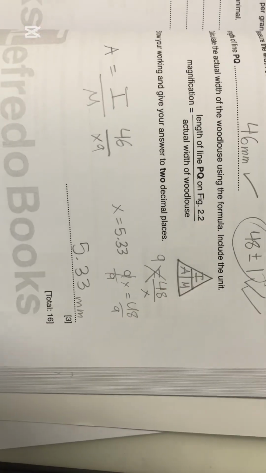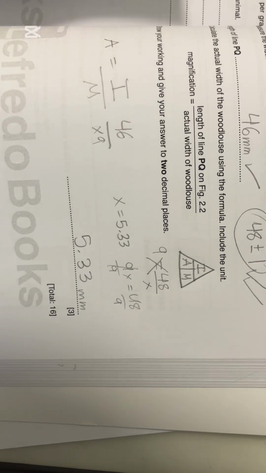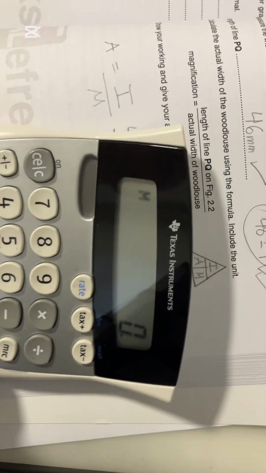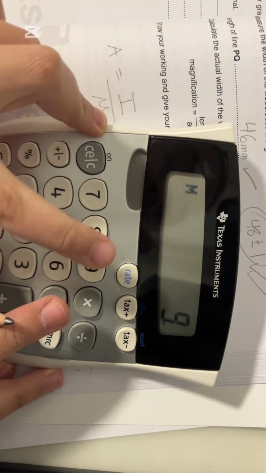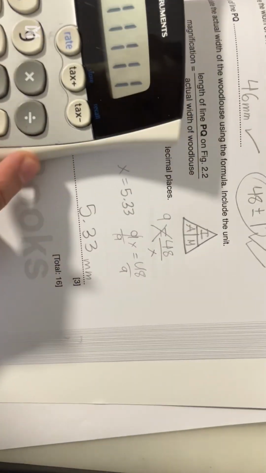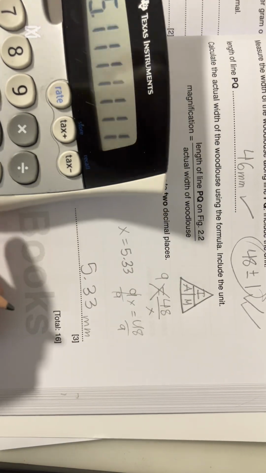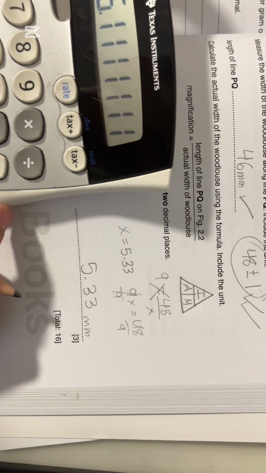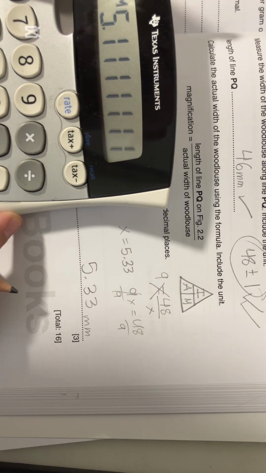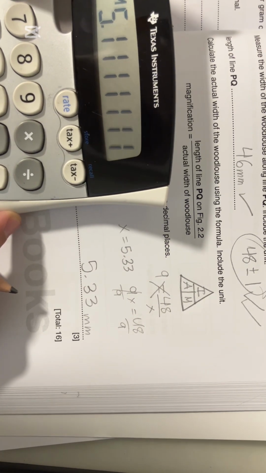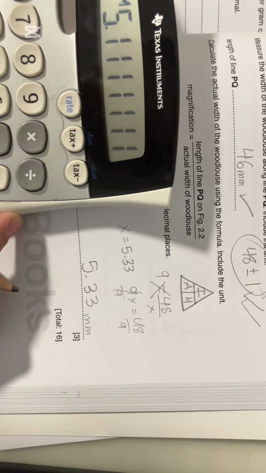So now we're going to divide 46 divided by 9 equals 5.1 recurring. Now, it's approximately the same. It depends on the length shown on the drawing you have. So, you're going to get the answer in millimeters.